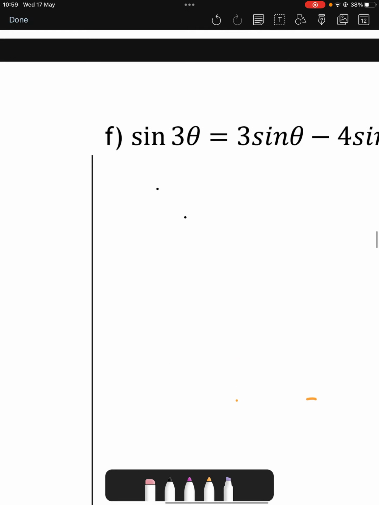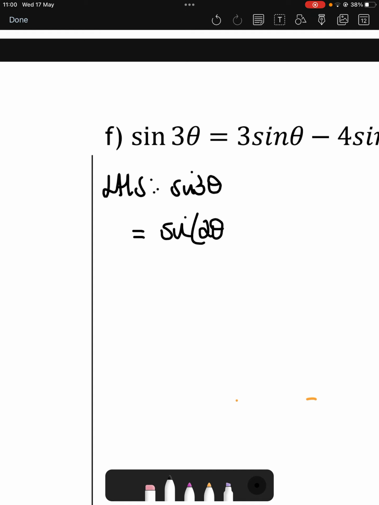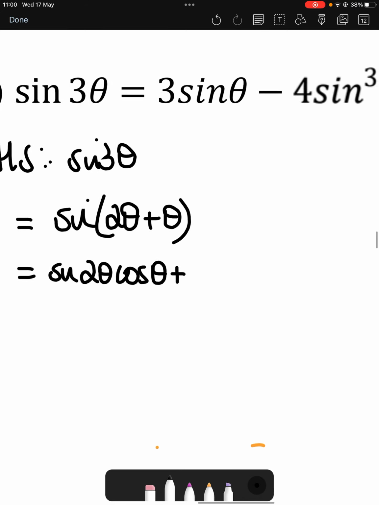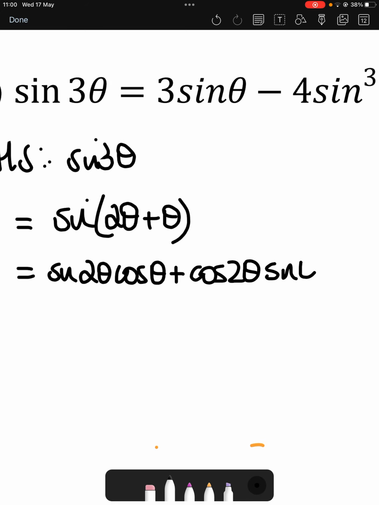Right, this one, we've only got sine 3 theta to work with. Okay, so 3 theta, the only thing we know about 3 is the same as 2 plus 1. Why would we do that? Because again, I'm thinking about my formula sheet. So that's your A and your B. So sine 2 theta cos theta plus cos 2 theta sine theta.